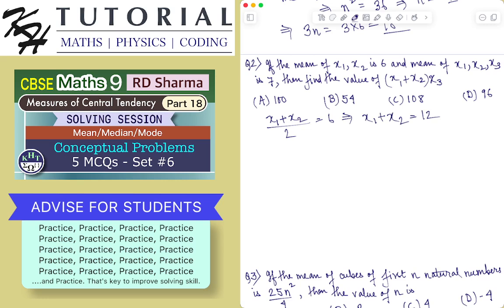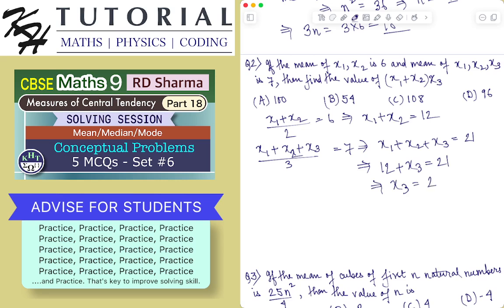Again, it is given the mean of x1, x2, x3. We have 3 observations. The mean will be their sum divided by 3, which is given to be 7. So this implies x1 plus x2 plus x3 is 21. This implies x1 plus x2, we already know, is 12. So I can say 12 plus x3 is equal to 21. So this implies x3 is equal to 21 minus 12, which is 9.